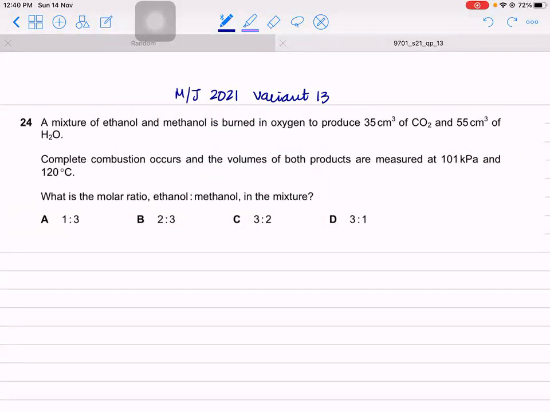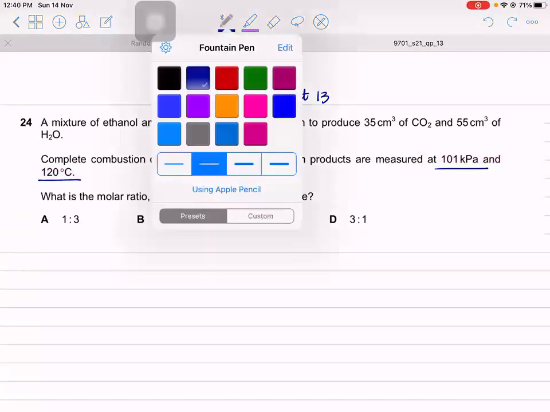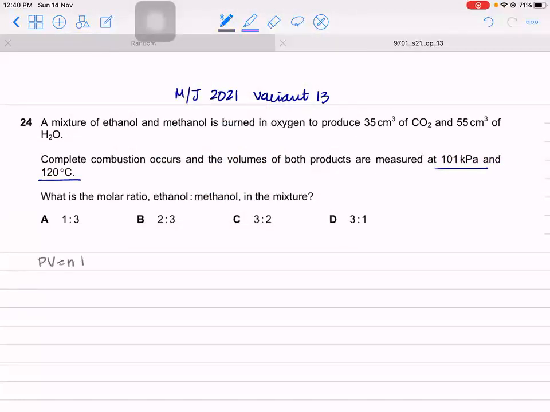Now they're saying complete combustion occurs and the two volumes of the products are measured at 101 kilopascals and 120 degrees Celsius. The first thing we've got to calculate is the moles of these gases, right? But we can't do that using the standard conditions, where moles equals volume upon 24, because the pressure and temperature are different. So first we use PV = nRT to find the volume of 1 mole of gas at this pressure and temperature, because the temperature is not 25 and the pressure is not 1 atm.